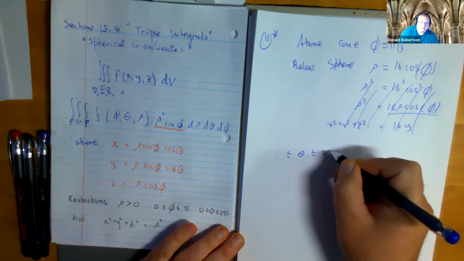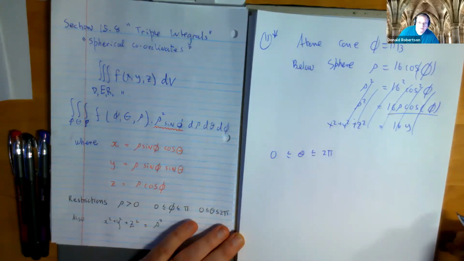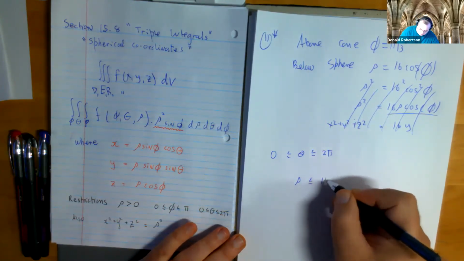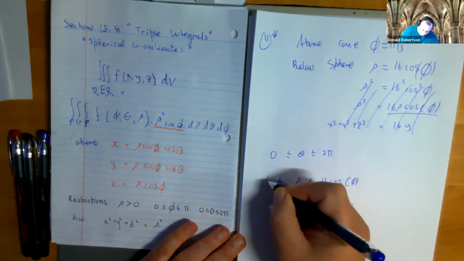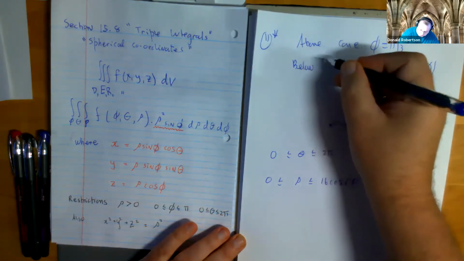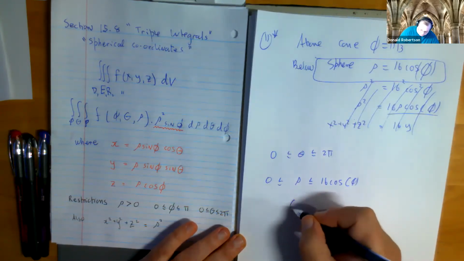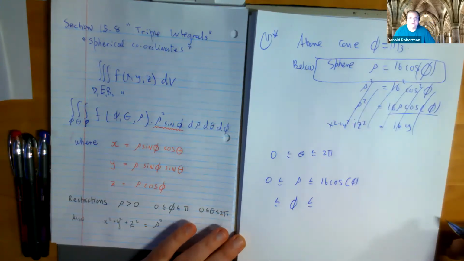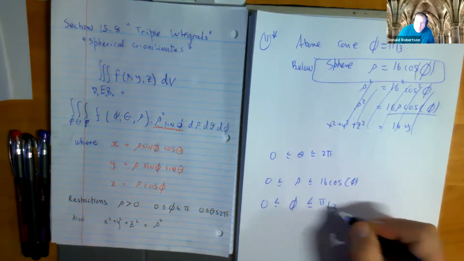So we're looking at, there's no constraints on theta, so that's good. What I know about the rho value is that it's 16 cosine, and it always starts at 0, and I'm just basically using that constraint. And then what's the phi constraint going to be? Well, it's a cone. I guess we're talking about that guy.